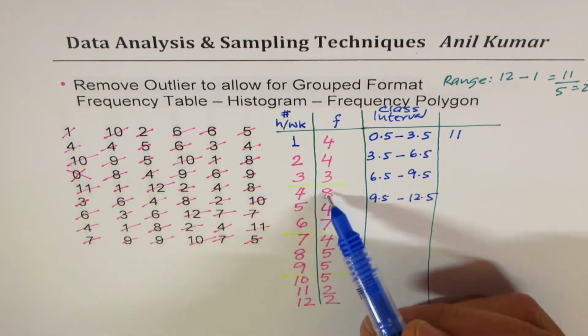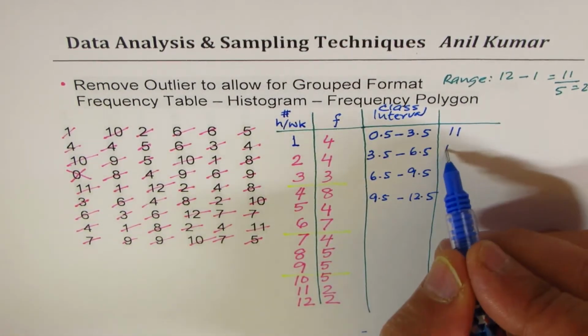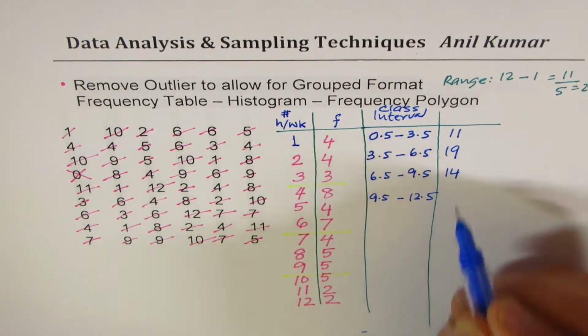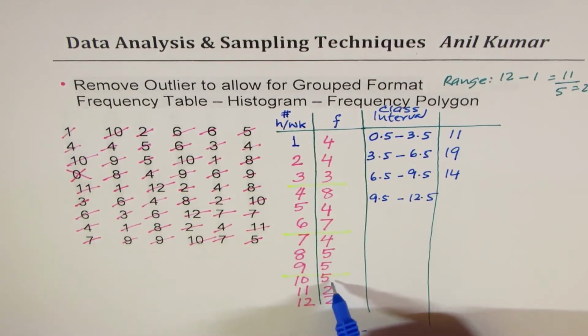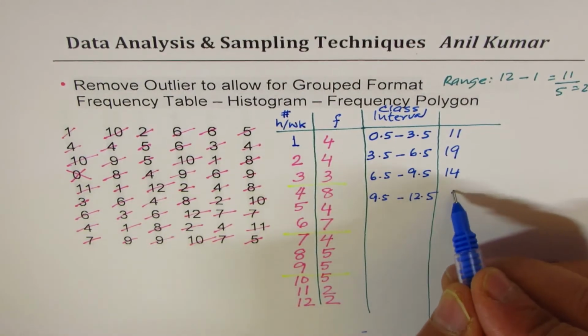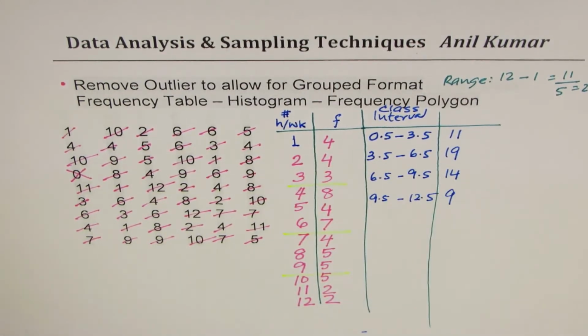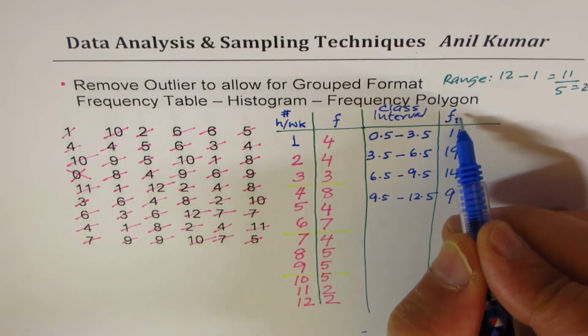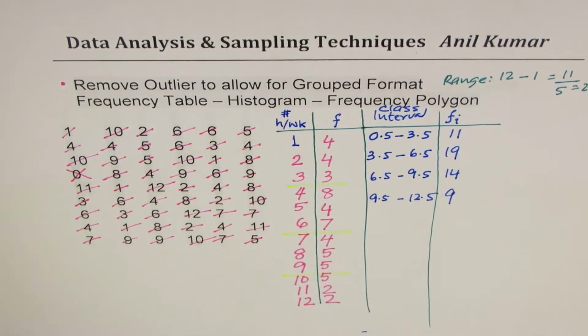In the next one, we have 12 and 7, 19. And then we have 10 plus 4 as 14. And in the last group, we have 5 plus 4, 9. So that becomes the frequency for the group data. Is that okay? That becomes the frequency of the group data.